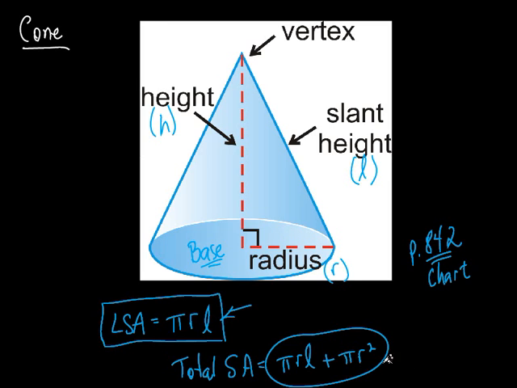Pi r squared. I wouldn't sit there at night, when you're studying, saying, okay, the total surface area of a cone is pi r L plus pi r squared. No, I wouldn't do that. Memorize this part right here, pi r L. But just instinctively, you should be able to figure out, oh yeah, this is the base, this is the lateral. Just add them together, and you got the total surface area.